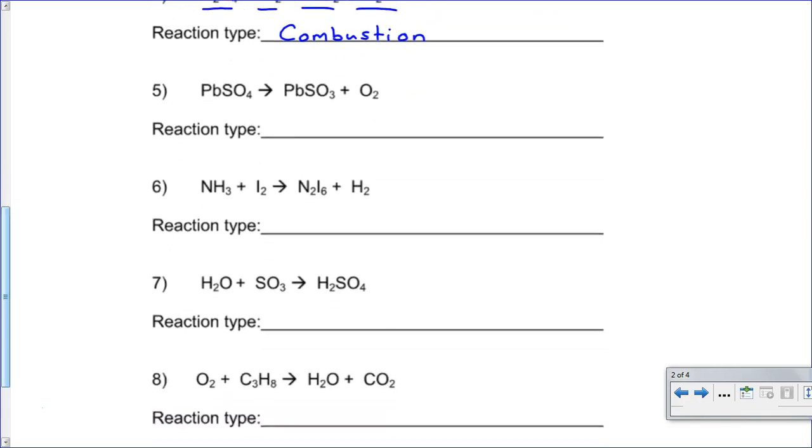Problem number 5, we've got this PbSO4. That's the only reactant. It breaks down into these other things. If we only have one reactant, that should clue you into the fact that this is a decomposition reaction. We've got one thing, it's breaking down into other things. So this is decomposition.